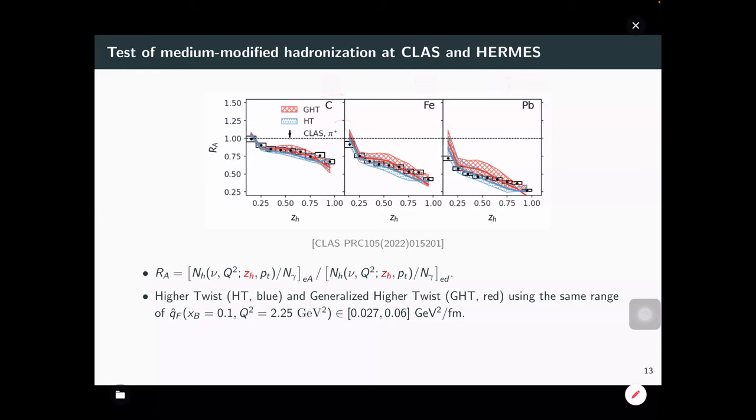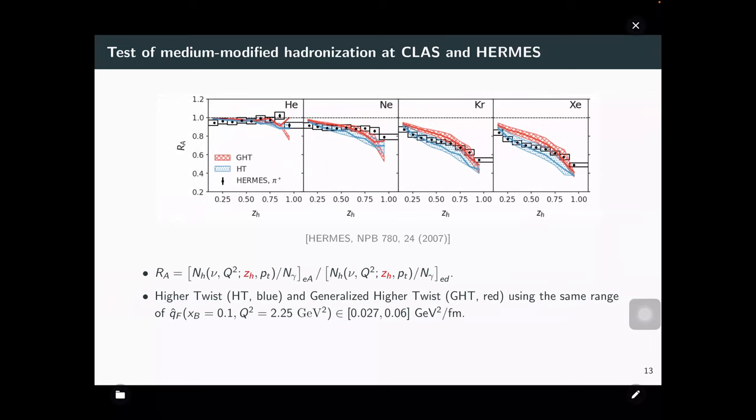And for these two colors, it actually gives you a sense of how much difference you get from whether you use the original higher twist formulation or this generalized higher twist formulation, how much difference it gives you if you define the expansion more carefully.